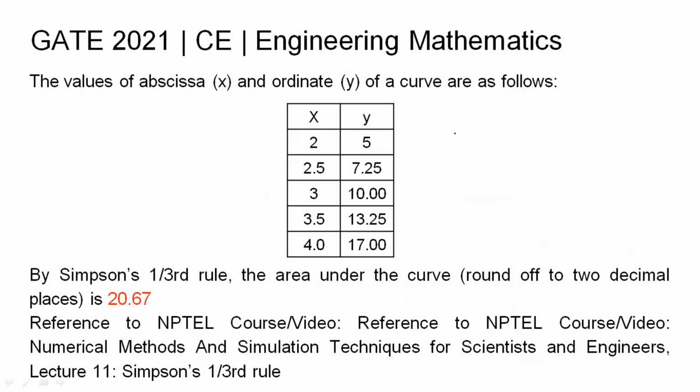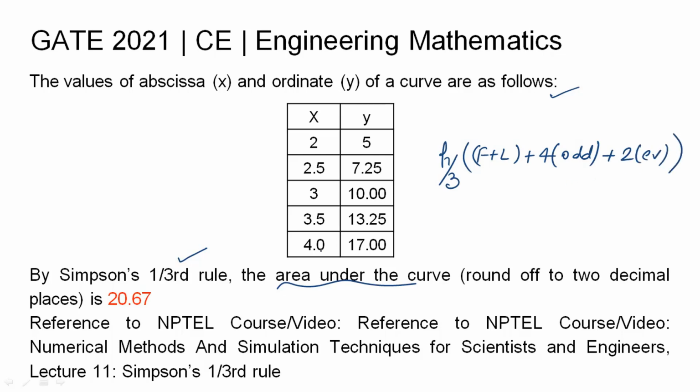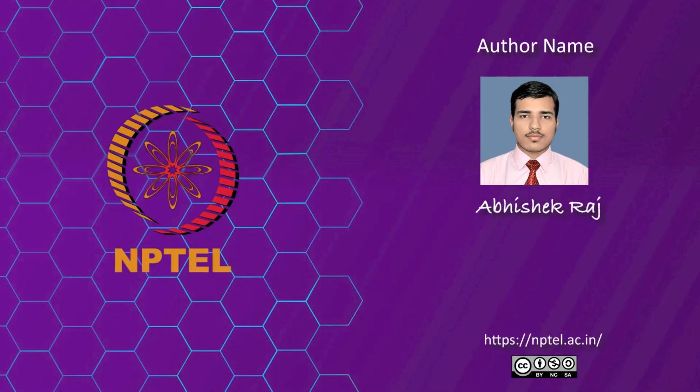So the values of abscissa and ordinate of a curve were given, and the question asked us to find the area under the curve using Simpson's 1/3 rule, which is nothing but h by 3 times the first plus last ordinate plus 4 times the sum of the odd ordinates plus 2 times the even ordinates. The answer was found out to be 20.67. The relevant NPTEL reference has been listed as below.